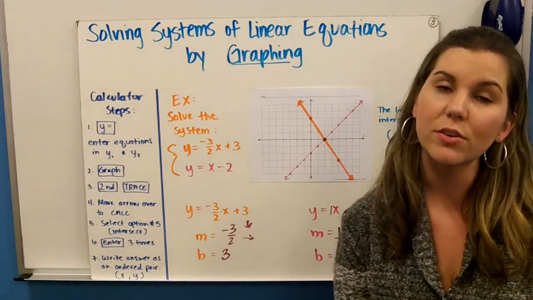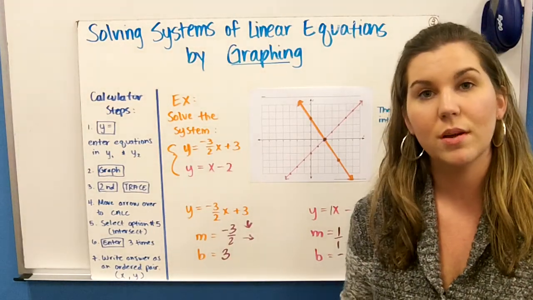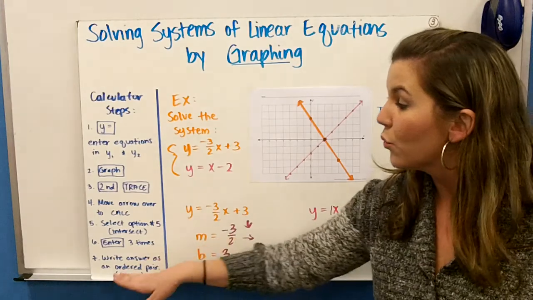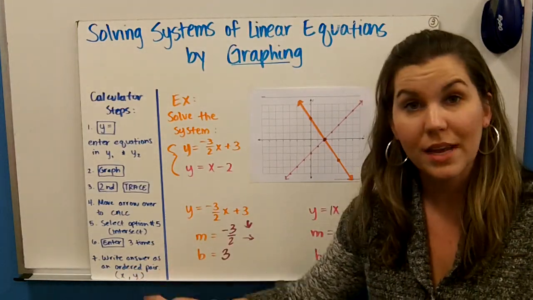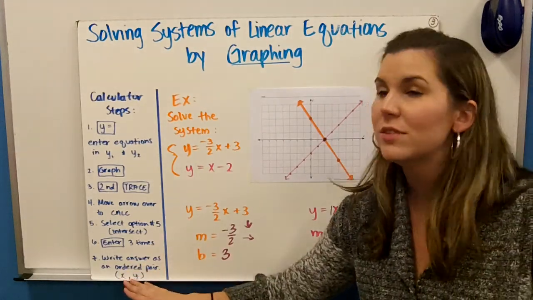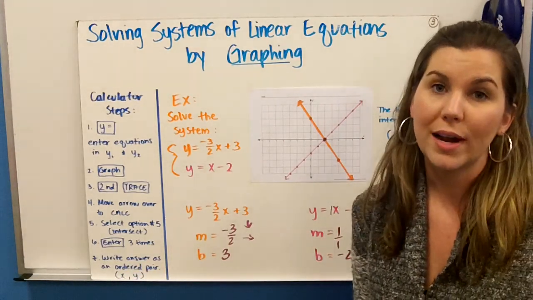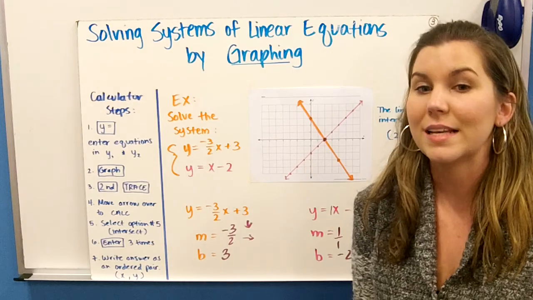At the bottom of your screen, it will say x equals a number and y equals a number. Write this answer as an ordered pair. Remember, ordered pairs have parentheses around them. You have just found where the two graphs intersect. This is called a solution.